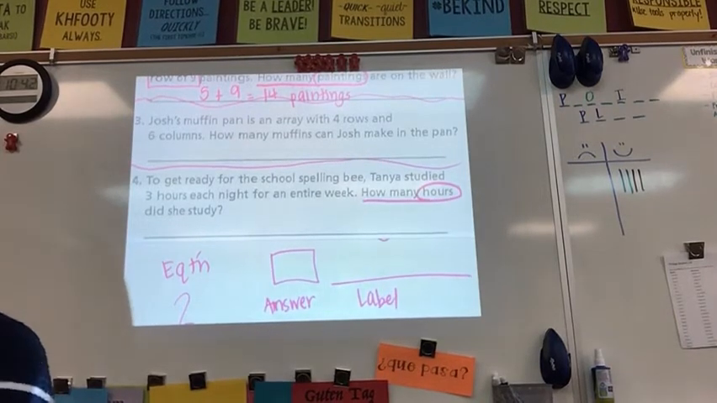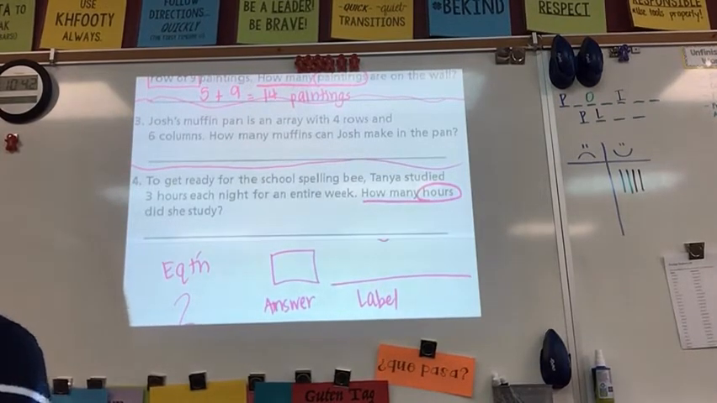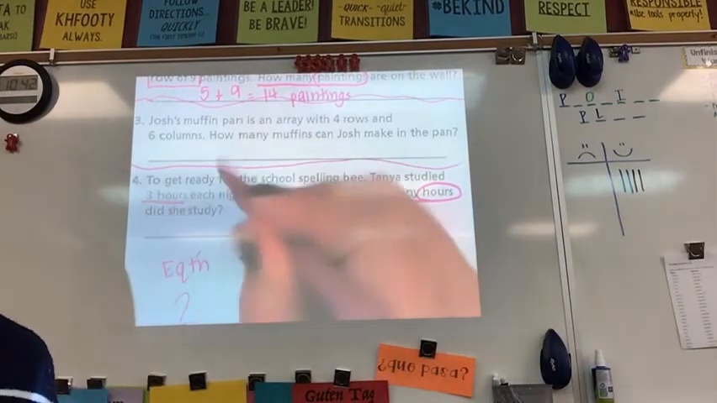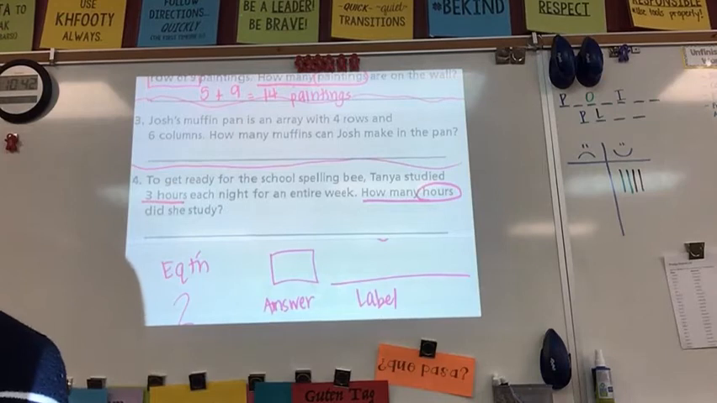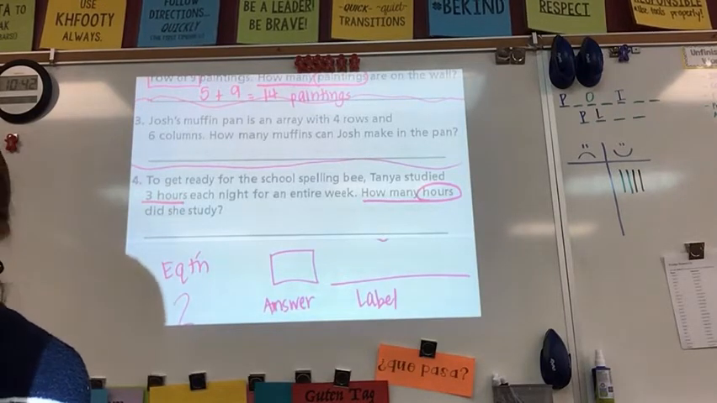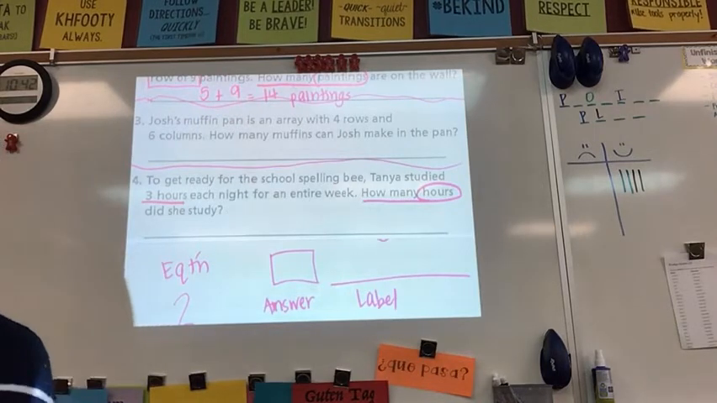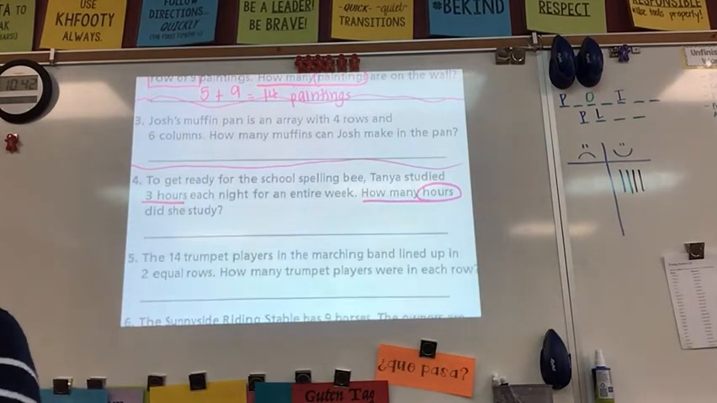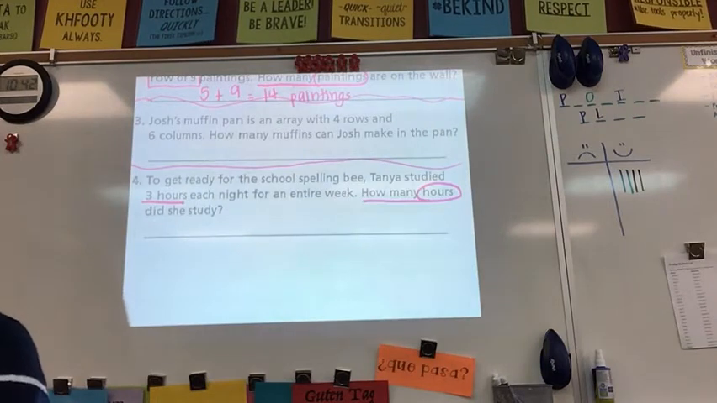Who has some key information we already know? Hendrix? 3. So she studied 3 hours. For how long? Dax? 3 hours each night for how many days? River? 7 days. Yes, River.